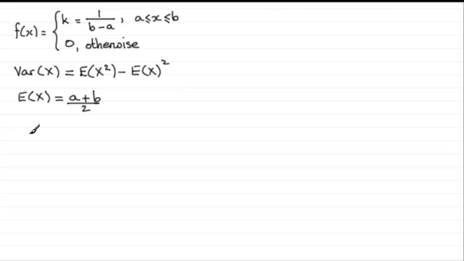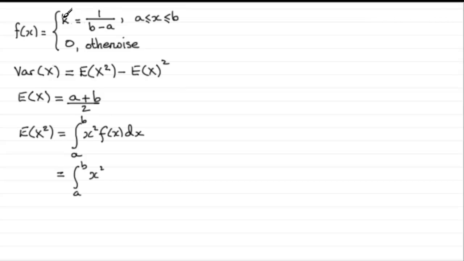Now to work out E(x squared), so that we can put this into our formula up here, E(x squared) is equal to the integral of x squared f(x) integrated with respect to x between the limits a and b. So if we substitute f(x), we've got our integral going from a to b of x squared times k, the constant, with respect to x. If we integrate x squared we get x cubed over 3, or a third x cubed. Multiplying by k, I get a third k x cubed, between the limits a to b.